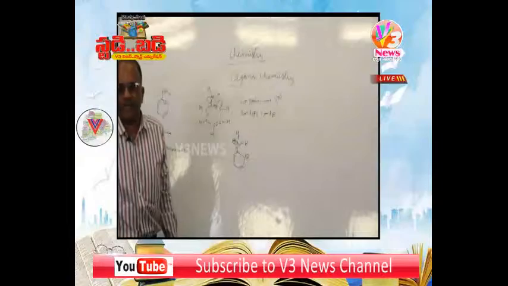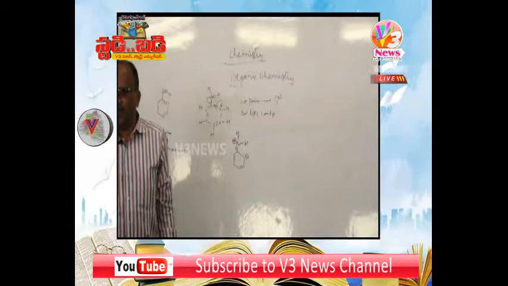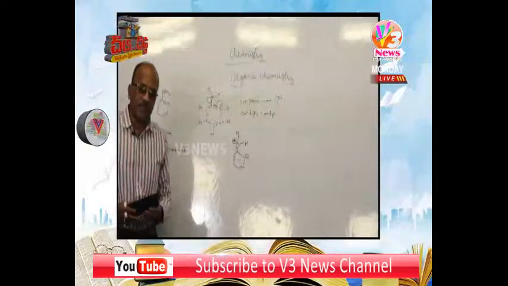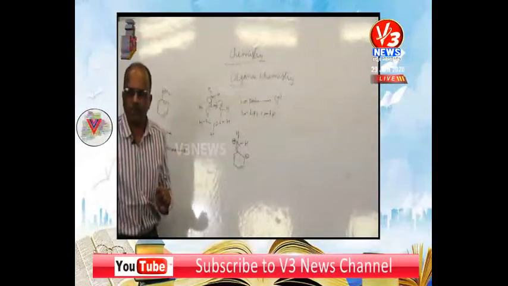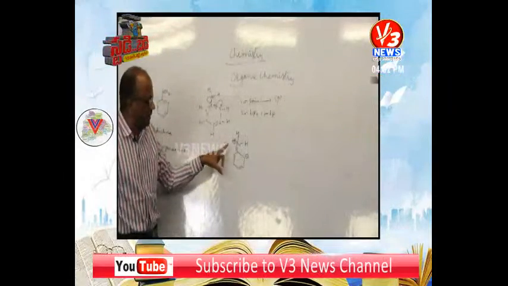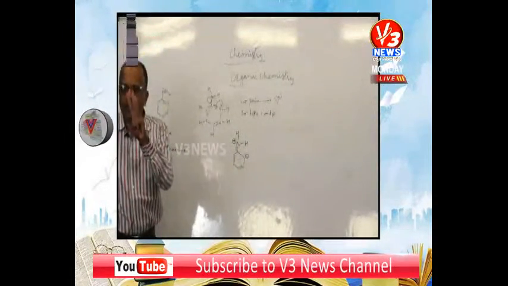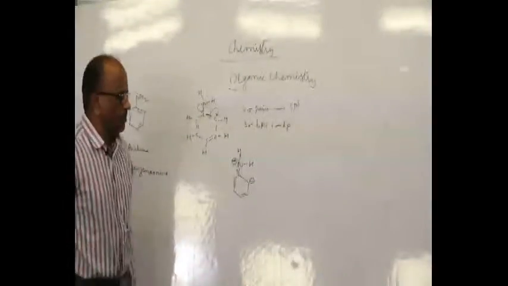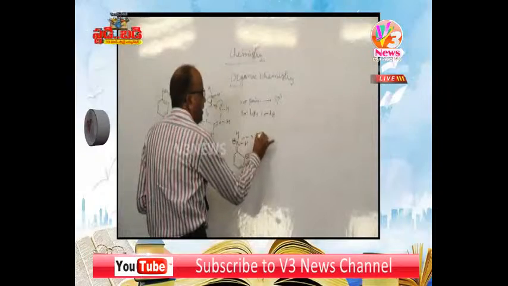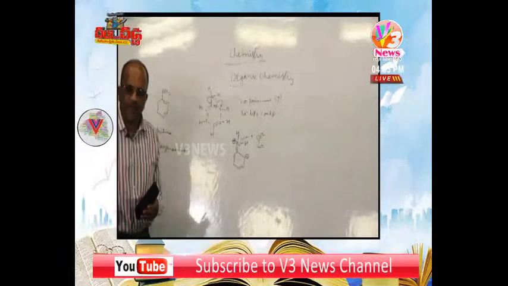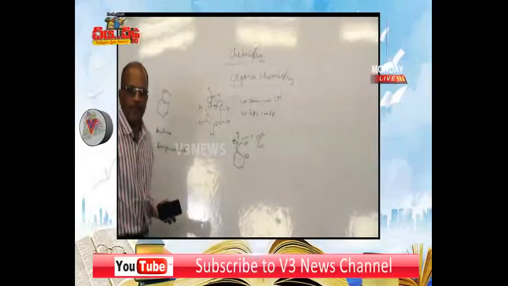If you write the resonating structures of aniline, how many resonating structures are possible? 5 resonating structures are possible. In the majority of the structures, around nitrogen there will be only 3 sigma bonds and 1 pi bond. Because of that, the hybridization of nitrogen in aniline is to be taken as sp2, but not sp3 hybridization.